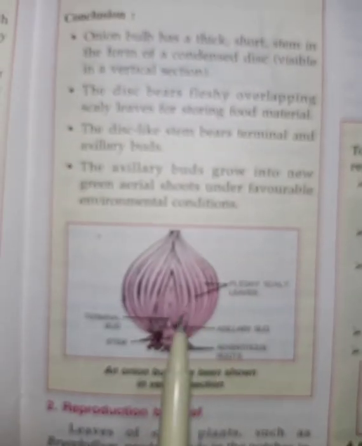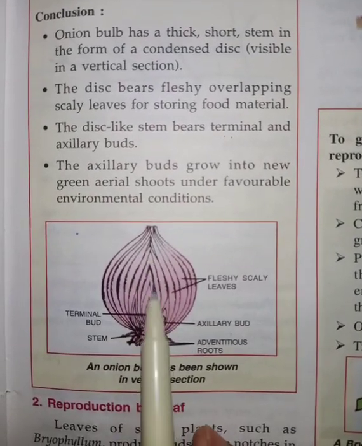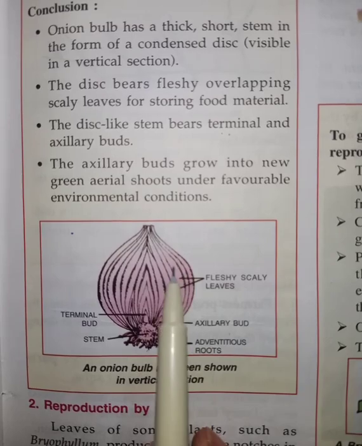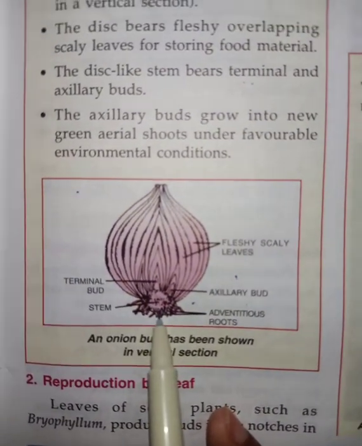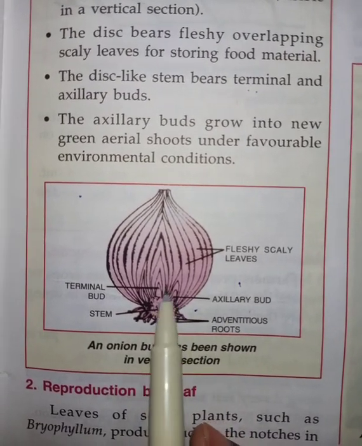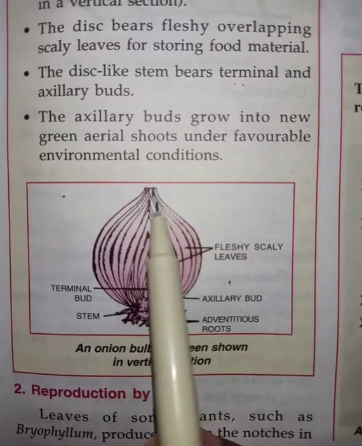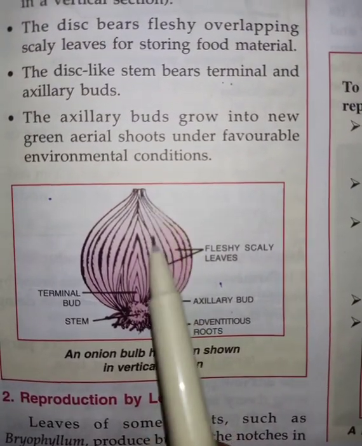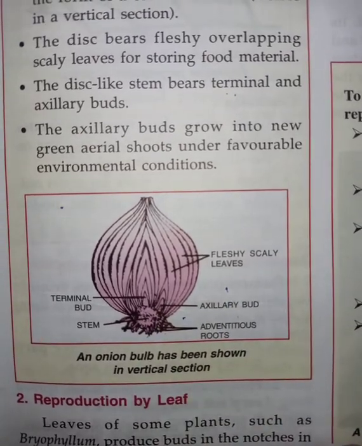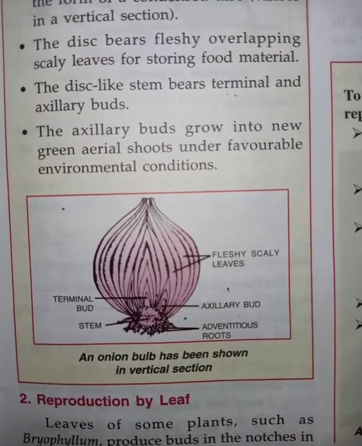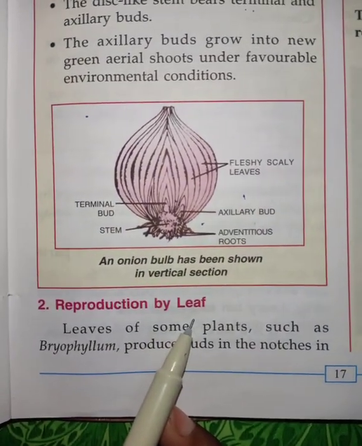As you can see in this picture also, when we cut onion, we can see this type of scaly leaves. When you put onion inside the soil, after some time from these scaly leaves a new plant arises with new leaves. So this is also vegetative propagation by stem. Now the next is reproduction by leaf.